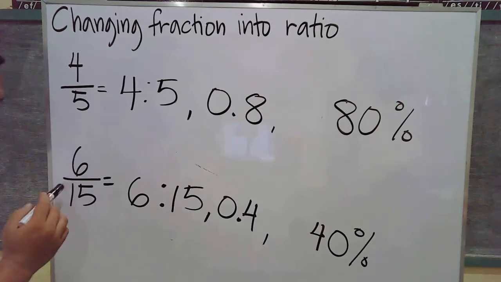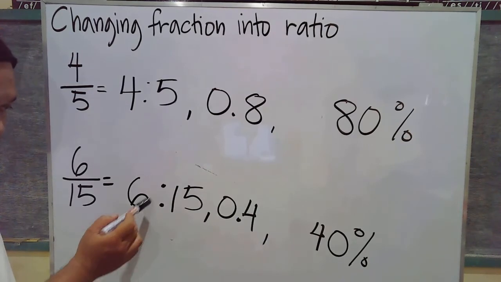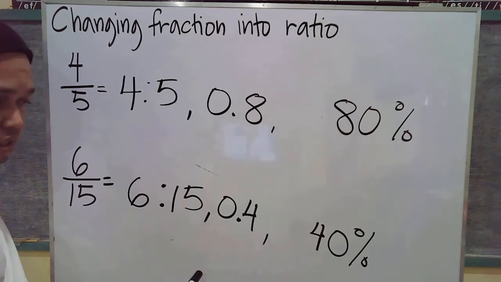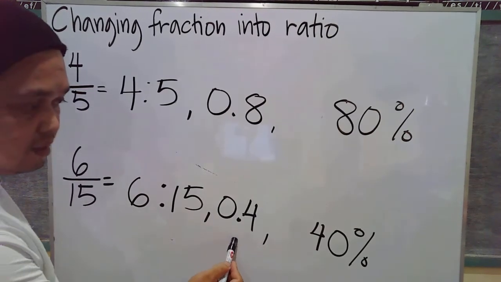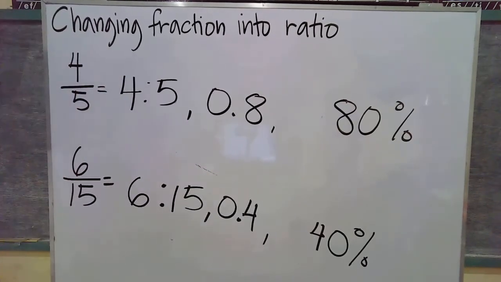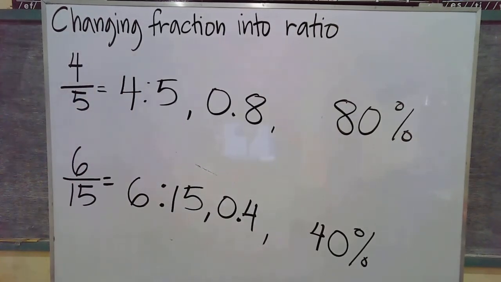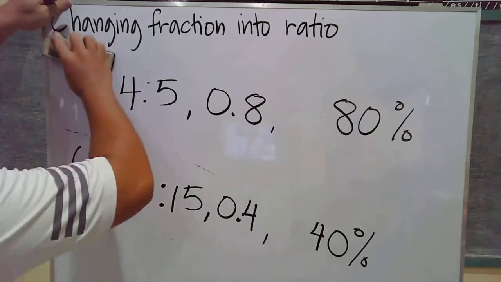So for our answer here, 6 over 15 is the fraction form. Now for this ratio, it is 6 is to 15. And for its decimal number, that's 0.4. And for its percent, that's 40%. So all of them are just the same number, the same number in different forms. Now let's solve some more examples about this one.